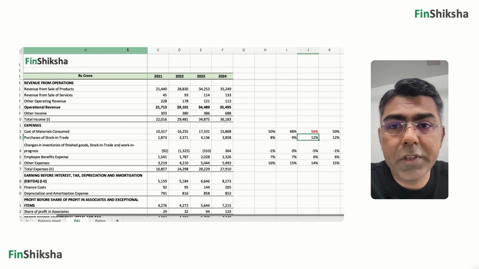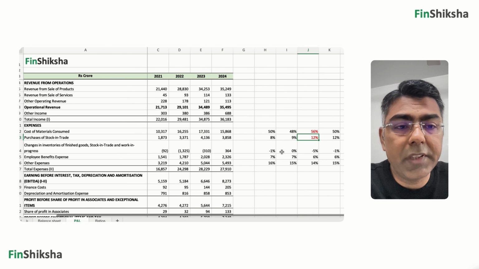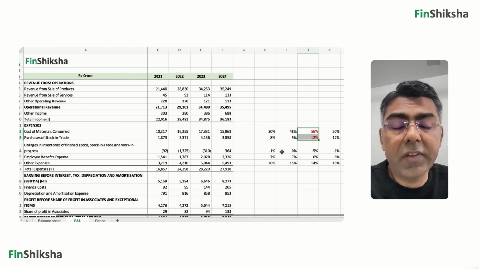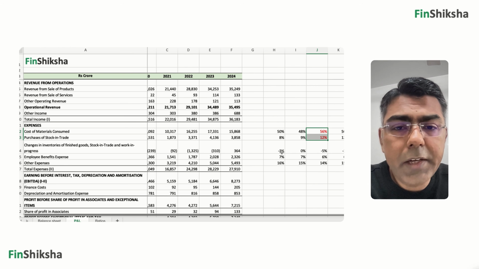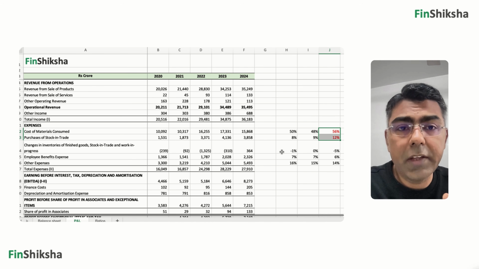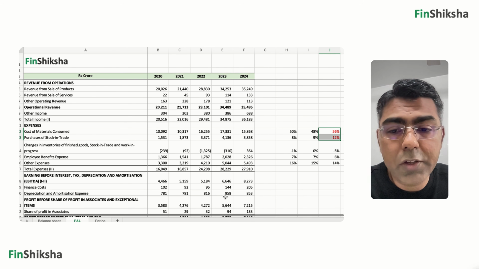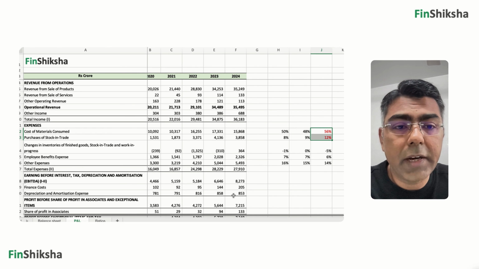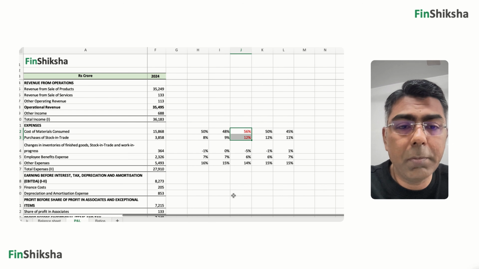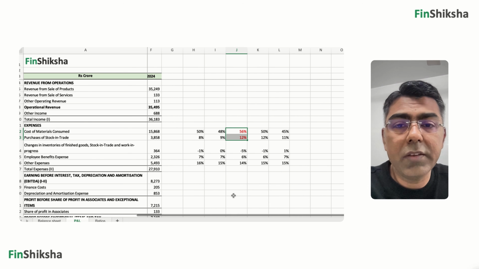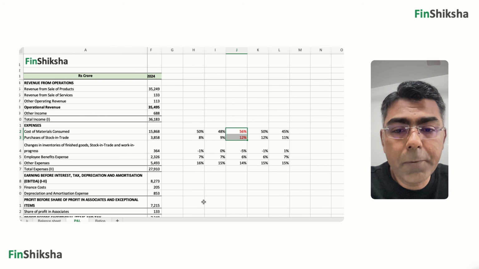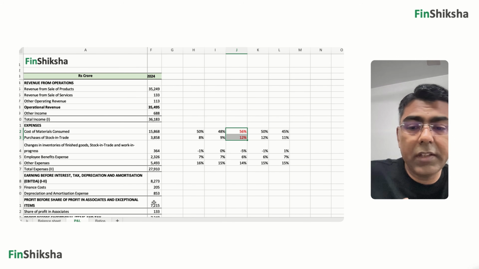You also saw purchase of stock in trade is the highest number there. So raw material cost basically spiked up a lot. Ideally, if that has not resulted in sales going up, you should see a margin going down at that point of time. So if you look at these numbers and say, okay, this is what has happened in specific years, let's look at what's happened to margins in those particular years.